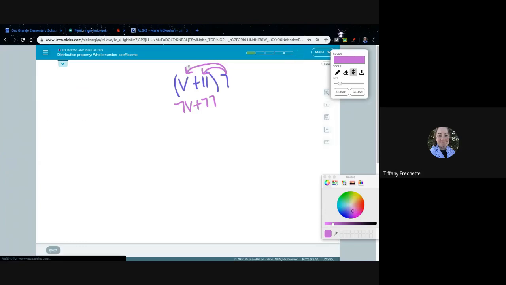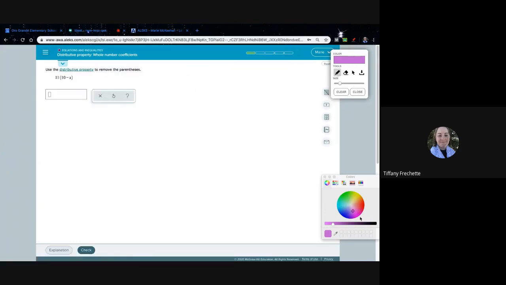All right, let's go next. And we're going to clear that out. Let's go ahead and start with a green this time. So we have 11 times 10 minus x. So this one, now the number's on the left side. Again, that's not going to change anything. We're still going to take the 11 and distribute it, which means multiply by everything in the parentheses. So we have 11 times 10, and you are welcome to use a calculator on this one. You can also write it out on the paper. So in this case, we get 110.